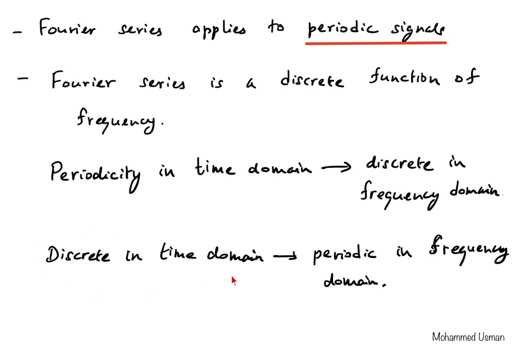And conversely, if it is discrete in the time domain, that will correspond to being periodic in the frequency domain, because later on we are going to talk about discrete signals. When we talk about the discrete Fourier series of discrete signals, we will see that it should imply periodicity in the frequency domain, and these ideas will be very helpful when you're studying other subjects in the future, like communication systems and advanced communication systems and so on.